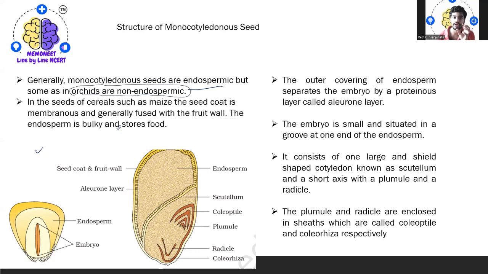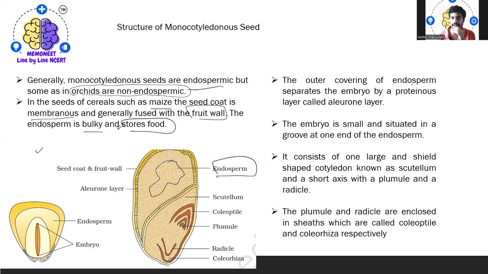In the seeds of cereals such as maize, the seed coat is membranous and generally fused with the fruit wall. The endosperm is bulky and acts as a stored food. This is the endosperm region, attached completely to the seed coat, and it is bulky and acts as a reserve of food.